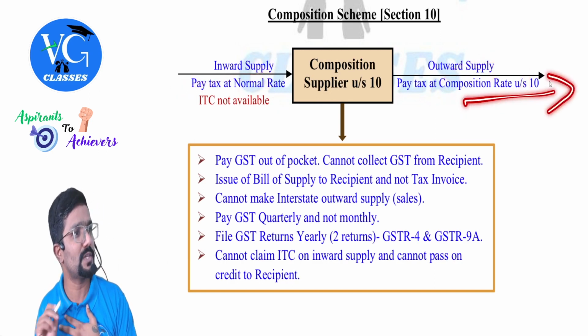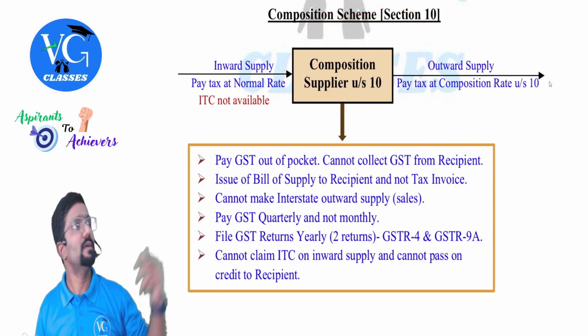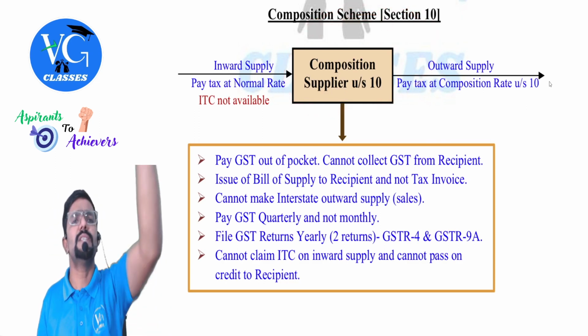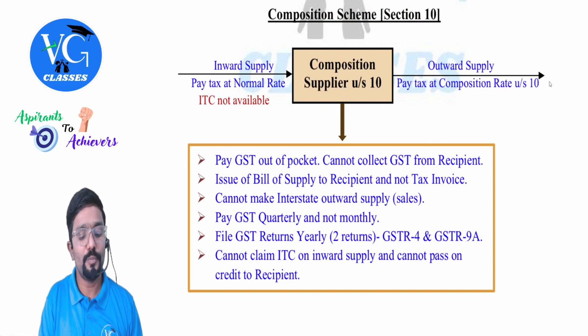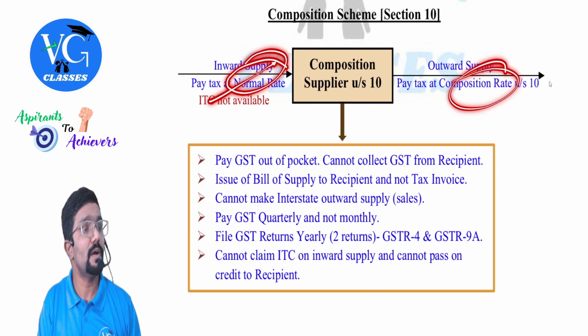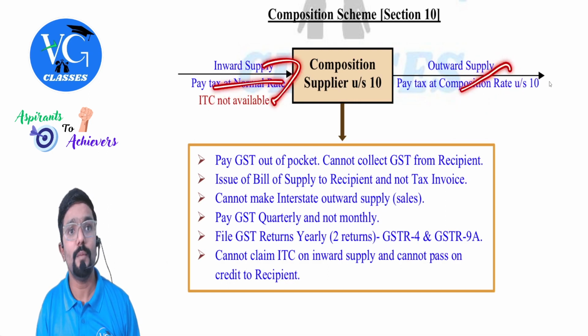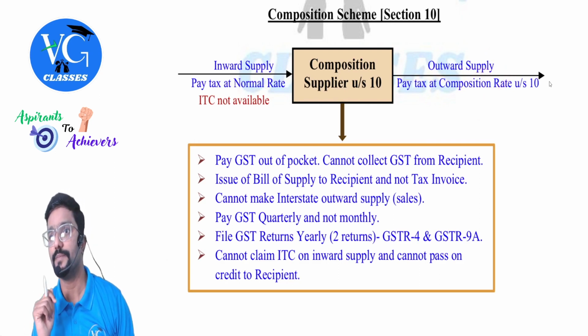If I am a composition supplier, for me the composition rate is not applicable for my inward supply, only for my outward supply. Or else, assume, guys, I am the composition supplier. For me on my inward supply, RCM is applicable. So I should pay tax at the normal rate or composition rate? Normal rate. Because on my inward supply, composition rates are not applicable. It is only for my outward supply.